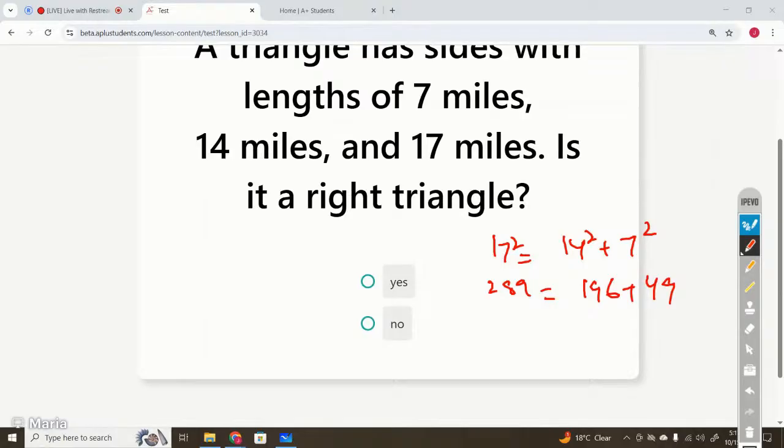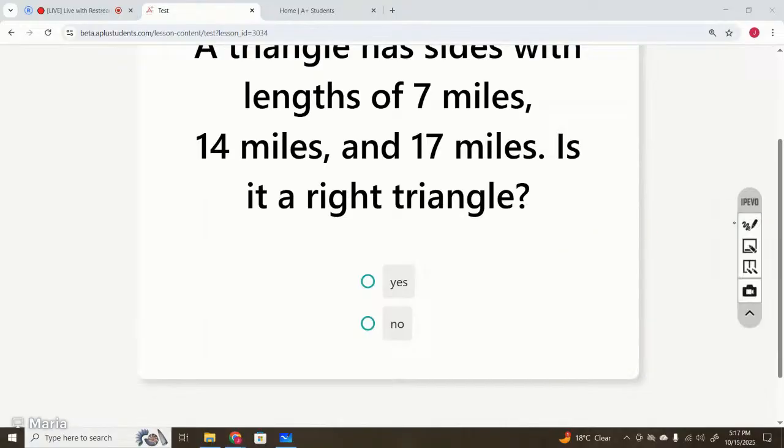Now 196 plus 49 is 245. 289 is not equal to 245. So the correct option is no, they are not equal.